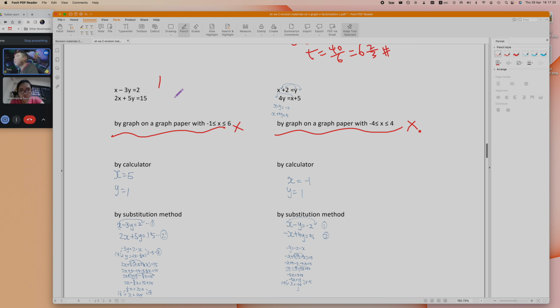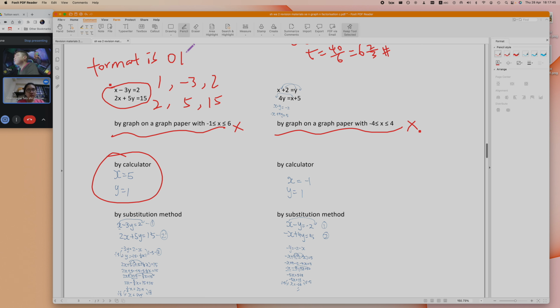You just need to take 1, minus 3, 2. Key it into the calculator. 2, 5, and 15 to the calculator. And then you are supposed to get x equals 5, y equals 1, right? Yeah. Very good. Okay, so by the way, I hope you can see for this simultaneous equation, the format is correct. The format is okay, right?